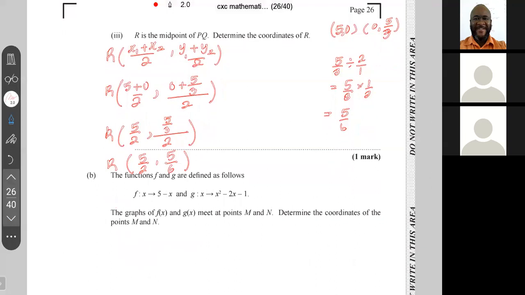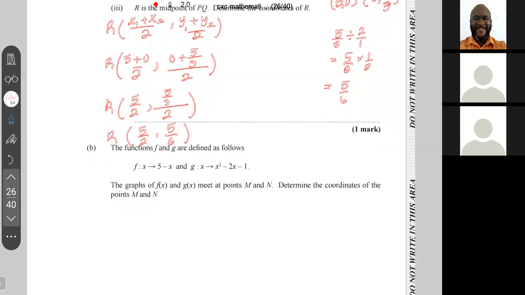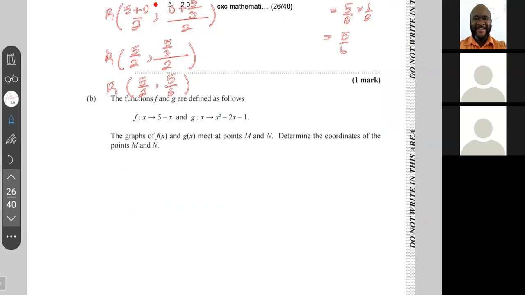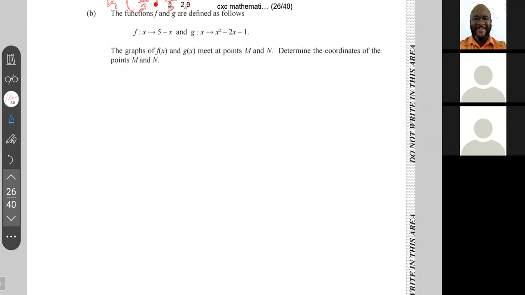Here we're told that the functions f and g are defined as follows. The graph of f and g meet at points M and N. Determine the coordinates of the points M and N. All right, this man is really milking this question.